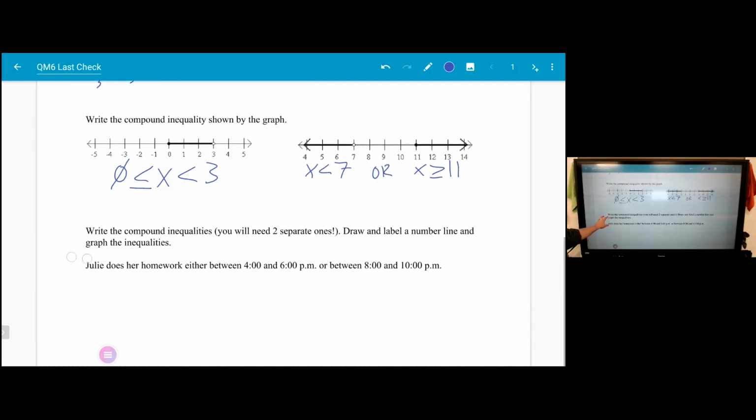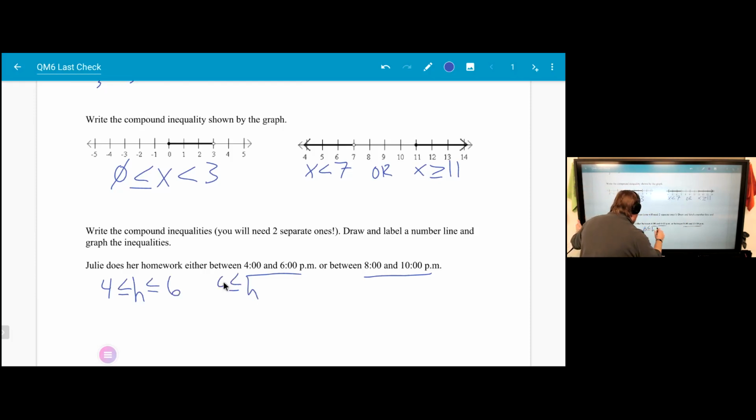Write the compound inequalities. You're going to need 2 separate ones. Draw and label a number line and graph the inequalities. Julie does her homework either between 4 and 6 p.m. or between 8 and 10 p.m. Now, I know it says or, and that may have thrown you off, and that's okay. I like to be a little tricky sometimes. We've got homework time I'll call H, somewhere between 4 and 6. You could also have between 8 and 10. That's why I said you will need 2 separate inequalities. Those are my 2 inequalities.